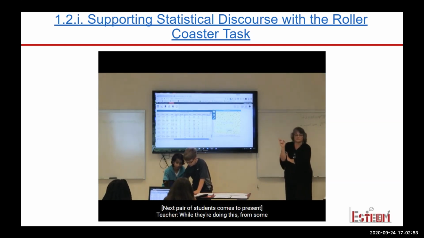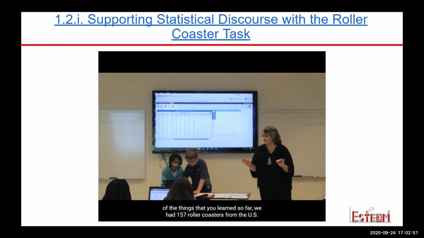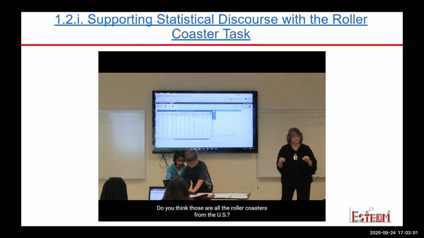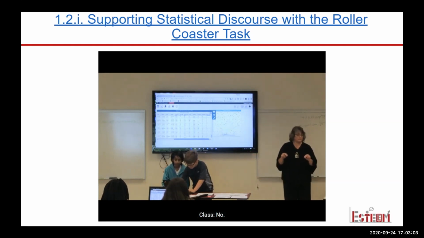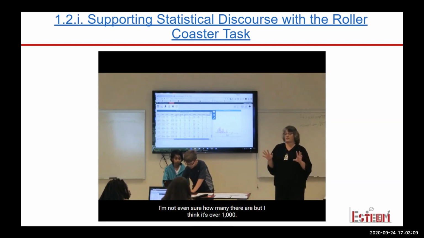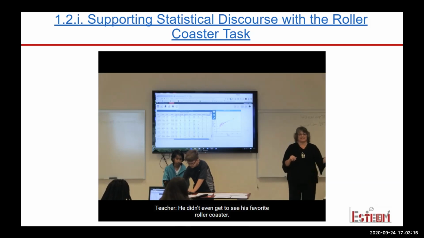So while they're doing this, from some of the things that you've learned so far, we had 157 roller coasters from the U.S. Do you think those are all the roller coasters in the U.S.? No. All right. There's actually a lot more. I'm not even sure how many there are, but I think it's over 1,000. I didn't even see my favorite roller coaster.